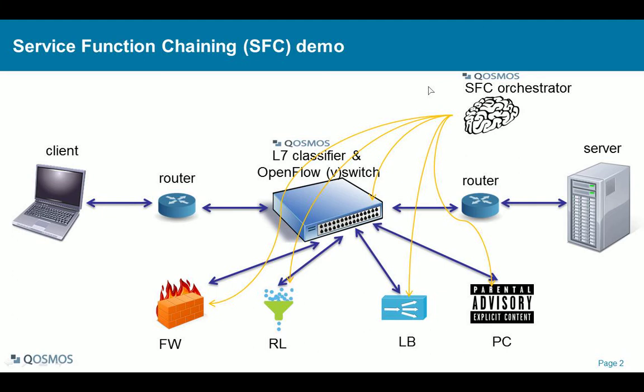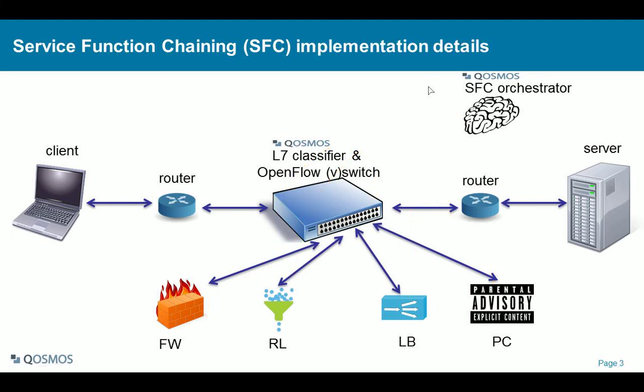So how does it work? The SFC orchestrator gets the definition of the chains. So chain number one is firewall plus load balancer, chain number two is rate limiter and parental control, etc. And it gets the mapping of which application should go in which chain. So HTTP chain one, FTP chain one, SSH chain two, etc.